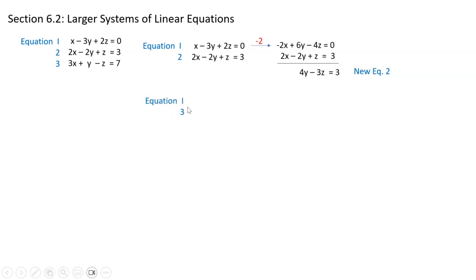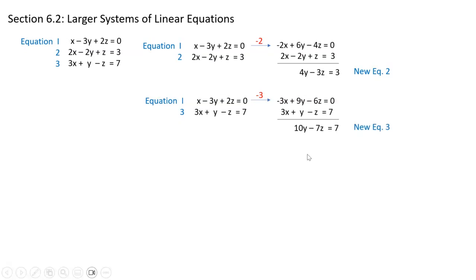Now I'm going to repeat the process, but I'm going to use equations 1 and 3, and again, I'm going to get rid of the x's. So in this situation, I'm going to multiply equation number 1 by negative 3. After I multiply negative 3 times every term, the result is negative 3x plus 9y minus 6z equals 0. Then equation number 3, all we do is slide it over, and then we do the operation. If you notice, the x's will cancel. So we have 10y minus 7z equals 7. That's my new equation number 3.